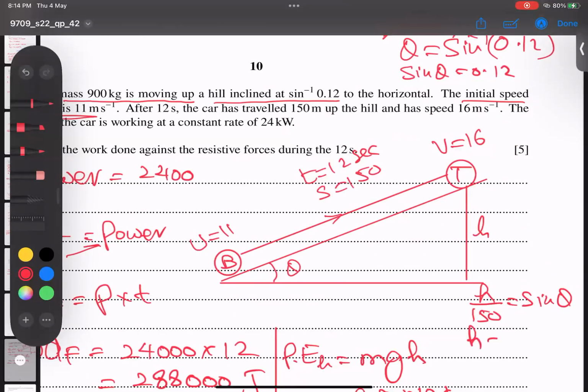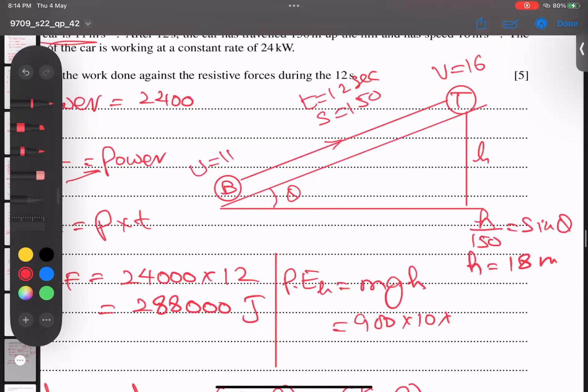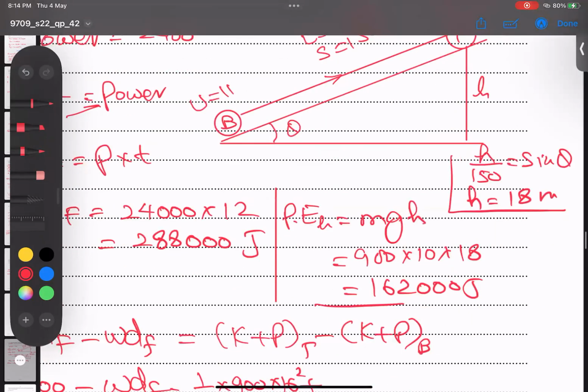So height is becoming what? 150 times 0.12, and I get 18. So height is coming 18 meters. Okay, so I'm writing 18 meters. I believe you got a point. And 900 times 10 times 18 gives potential energy 162,000 joules. So I hope the point is clear.